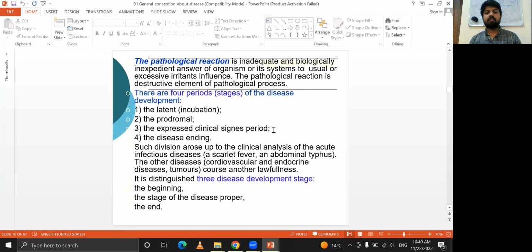The pathological reaction is an inadequate, biologically inexpedient answer of the organism, usually to the influence of excessive irritants. The pathological reaction is the destructive element of the pathological process. There are four periods, or stages, of the disease: the latent incubation period, the prodromal period, the period of express clinical signs, and the disease ending.